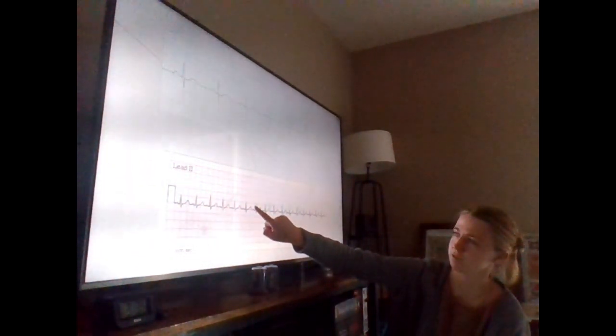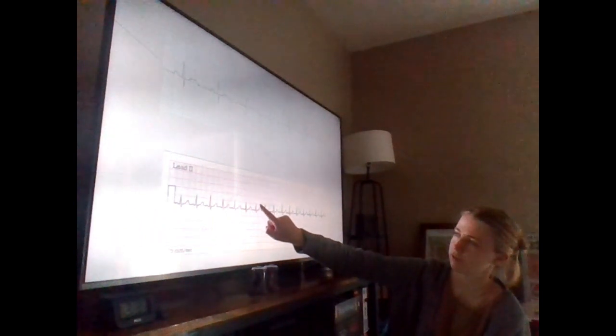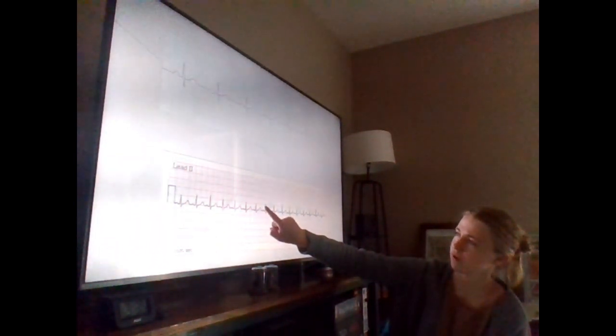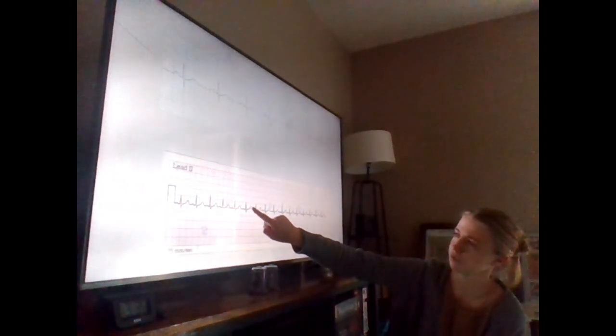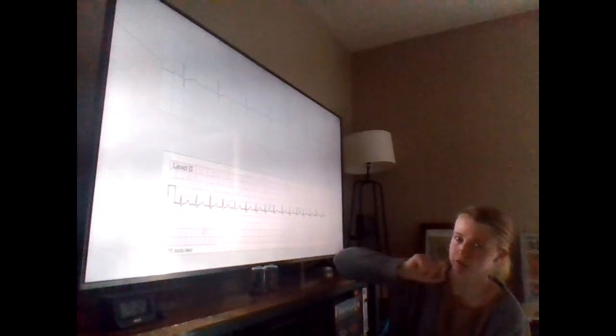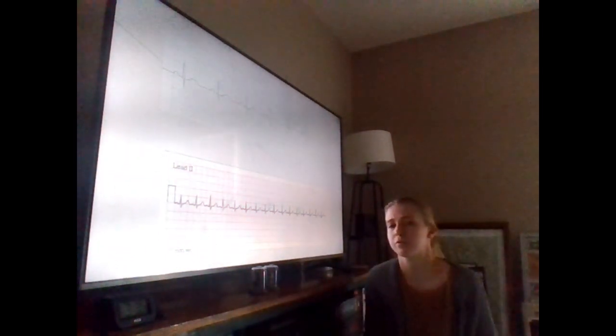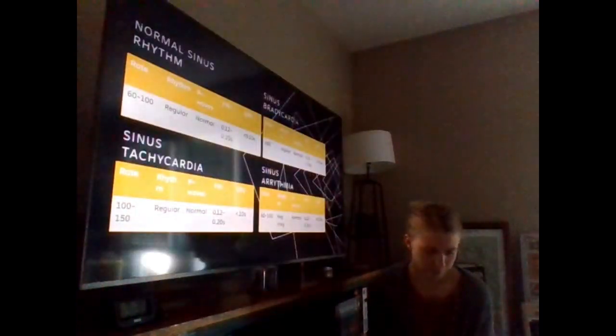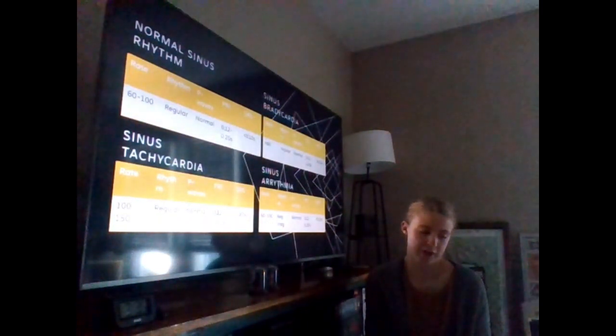This next box is 150. The one after that is 100, and then 75. So 300, 150. We're gonna say this is like right around 120 beats. There are ways to get a lot more specific, but for today's purpose, we're not going to go into those. So that was normal sinus.